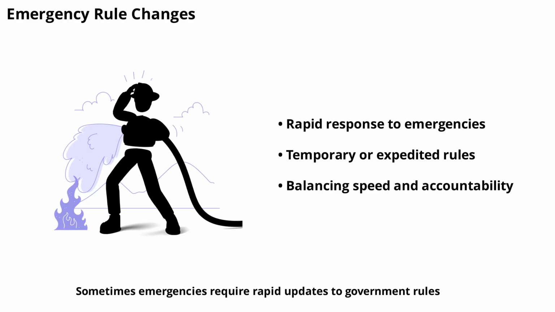Sometimes, emergencies require rapid updates to government rules. Natural disasters, pandemics, or security threats may prompt temporary or expedited changes. In such cases, governments may use special procedures to act quickly, while still aiming to protect rights and maintain accountability.